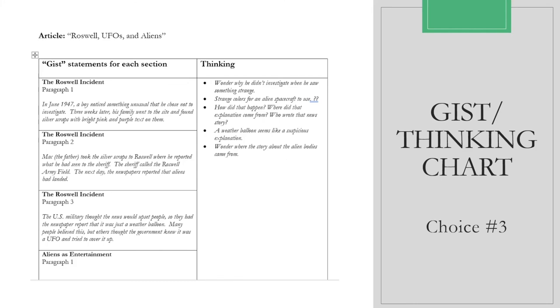Your third choice is the GIST thinking chart. This chart is just two columns. To complete this chart, you have to make sure that you have highlighted the most important words and phrases from the article. Then in the first column, you will try to pull the words and phrases together into well-written GIST statements that capture the most important ideas. Notice that for my GIST thinking chart, I chose to divide each subheading into separate paragraphs to write my GIST statements. Otherwise, the statements would have been too long and difficult to write. The second column is where you would write the thinking you were doing while reading.